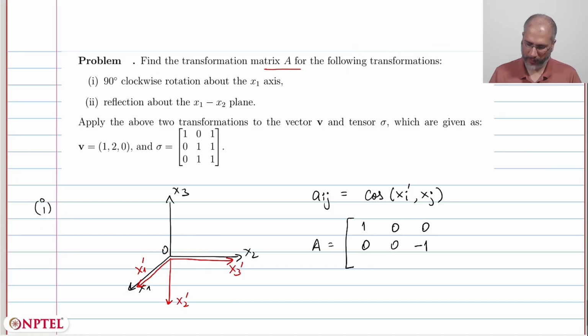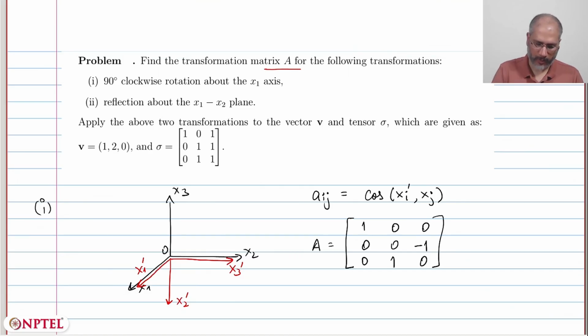Then finally, we have A31, that is x3 prime and x1, that's 0. And x3 prime and x2, they actually coincide, as you can see here. So that's 0 degrees angle, so cos 0 is 1, and then A33 is 0 as well. So this is the transformation matrix for this 90-degree clockwise rotation about the x1 axis.